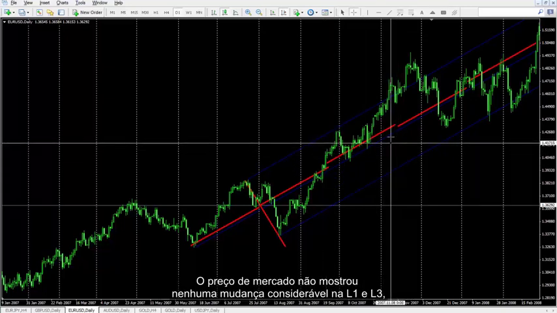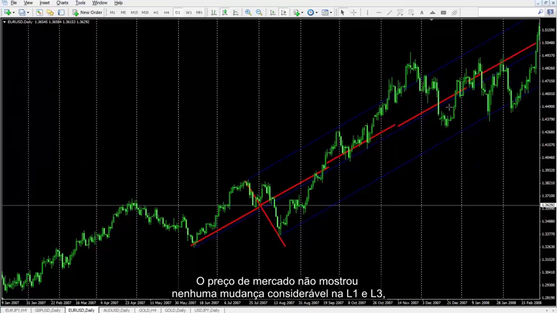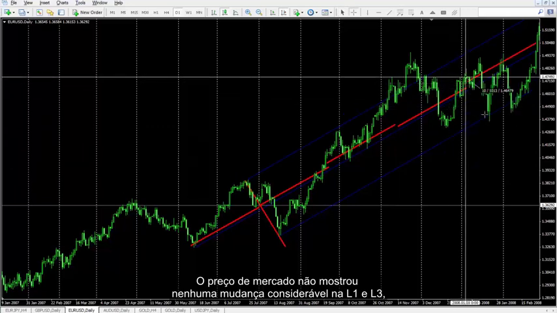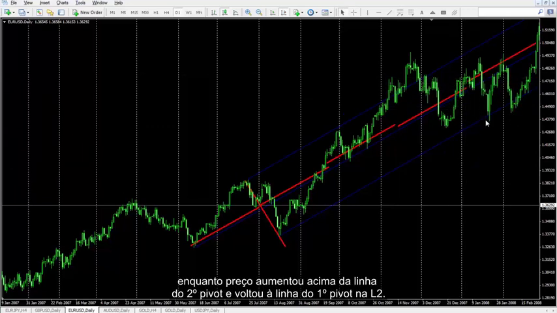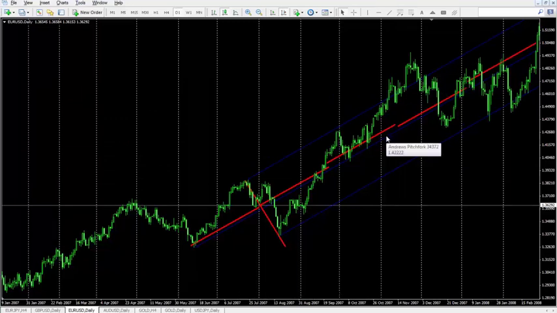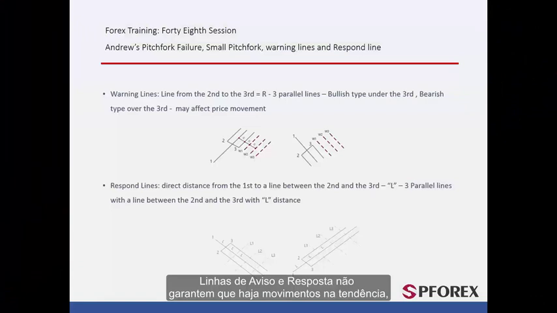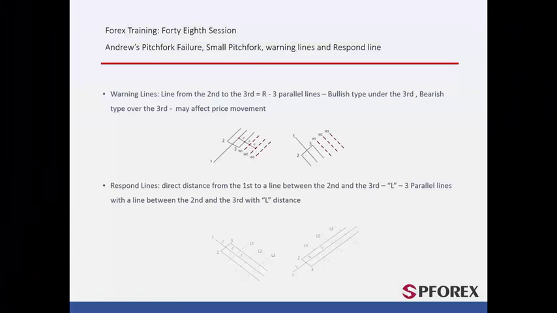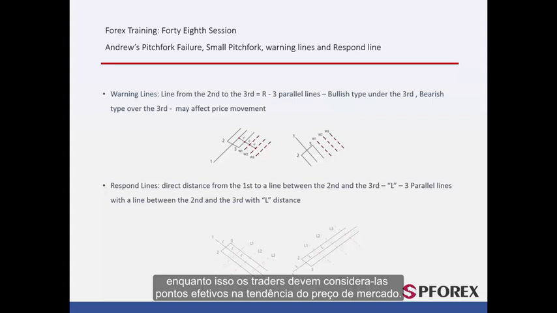Market price trend did not show any considerable change on L1 and L3, while the price increased over the second pivot line and returned to the first pivot line on L2. Warning and respond lines do not guarantee that there would be a trend movement, while traders must consider them as effective spots on a market price trend.